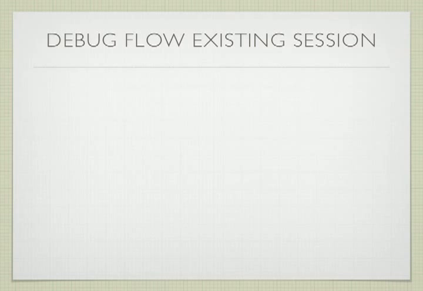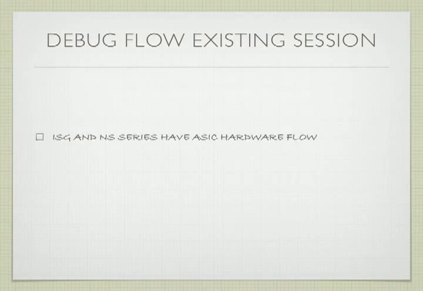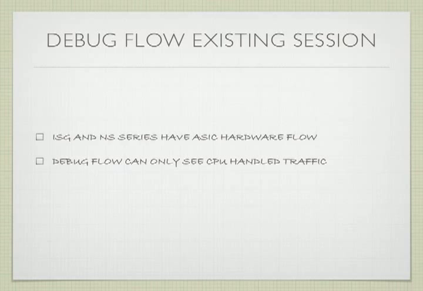Okay, so that was a brand new session. On an existing session, what will happen is it will go through the session rules of the table, so there'll be a lot fewer steps in there. It's also important to note that on the ISG and the NS series line, there are hardware flow controls available. These debug utilities are only available for flows that are happening on the CPU. So this debug flow can only see the CPU handled traffic.